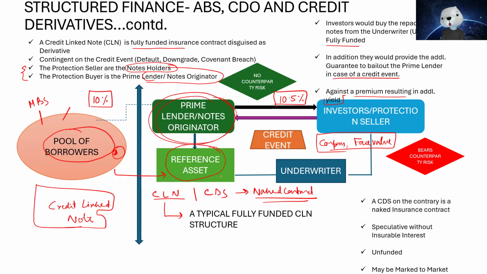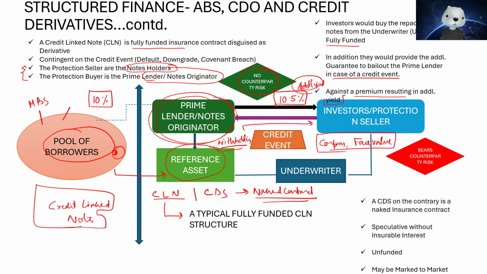So that is where we call this a fully funded structure, because in this case, the prime lender or the notes originator bears no counterparty risk. Why? Because the investors have already purchased these securities that the notes originators have issued in the market. That means they have already paid for those securities. The means of loss compensation is merely withholding the future cash flows that these investors otherwise are entitled to. The reason that they would agree to such an arrangement is because of the additional yield that the investors are enjoying out here. So this is the primary difference.